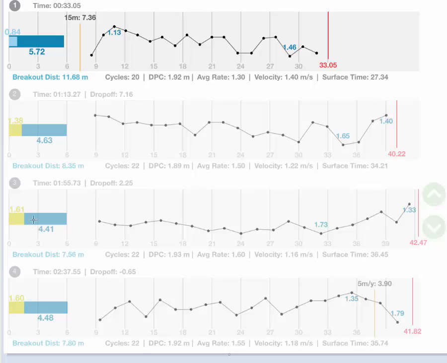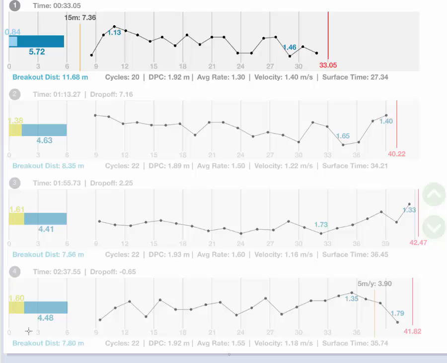His third turn was 1.61, and I think some of the reason that turn was so slow is because he took so many strokes his first length, and he's starting to really get tired, so he hung on the wall a little bit longer. You can see the distance for his breakout was a little bit less. 22 cycles, just like the second length, so he's trying to establish a good pace. 1.9 on his distance per cycle, which is pretty good. It's actually a little bit better than the other one, so he's starting to swim a little bit more efficiently. Stroke rate was 1.6, so he is a little bit longer now, slowing down slightly on his velocity.